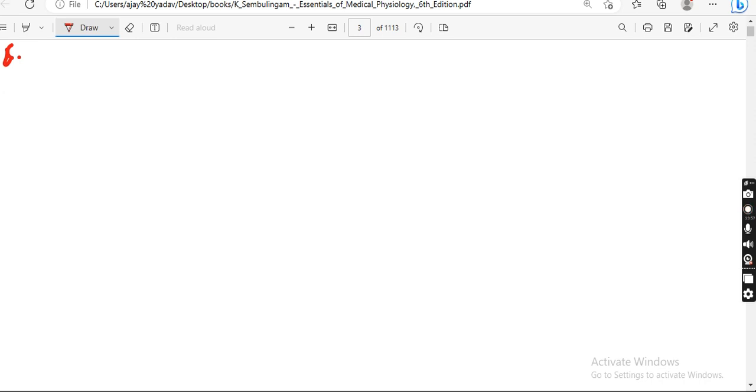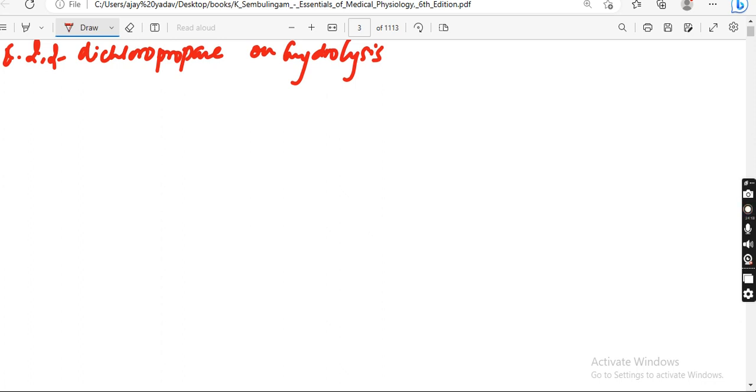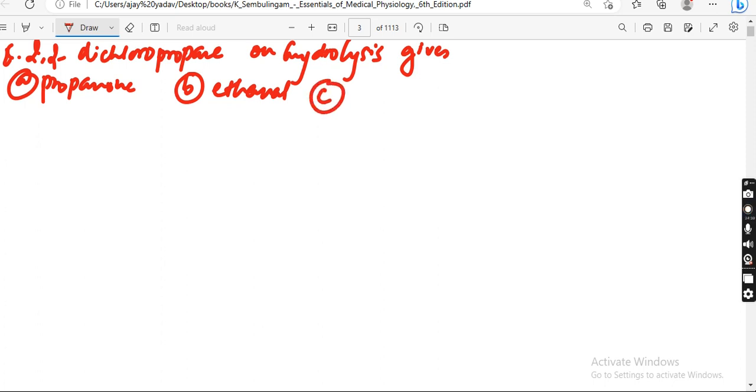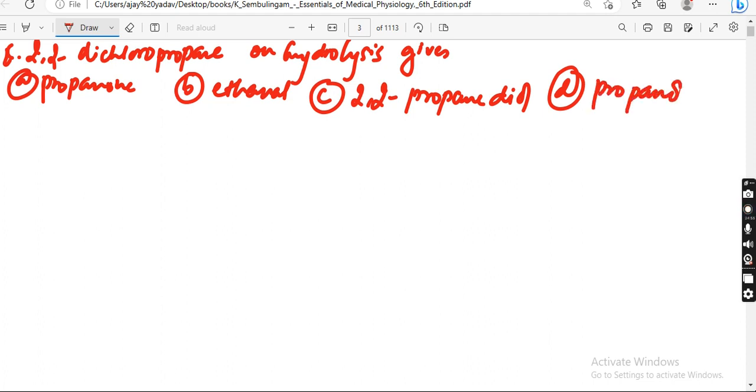Okay, there is a question like 2,2-dichloropropane on hydrolysis gives. Option number A is propanol. Option number B is ethanol. Option number C is 2,2-propanediol, and option number D is propanol.